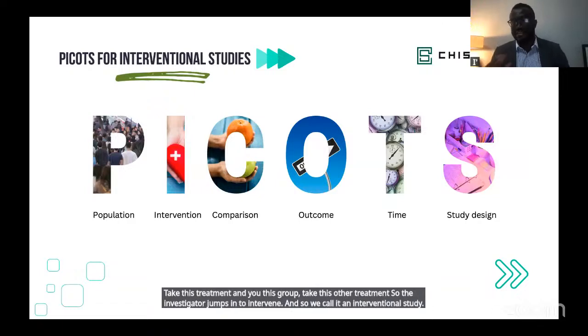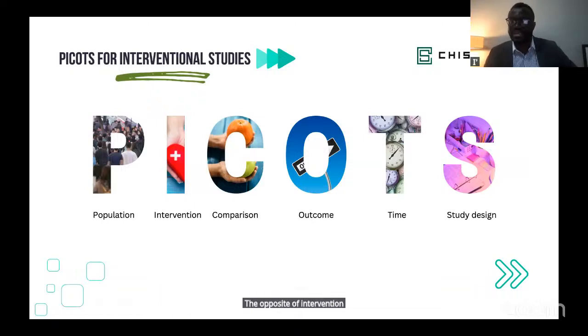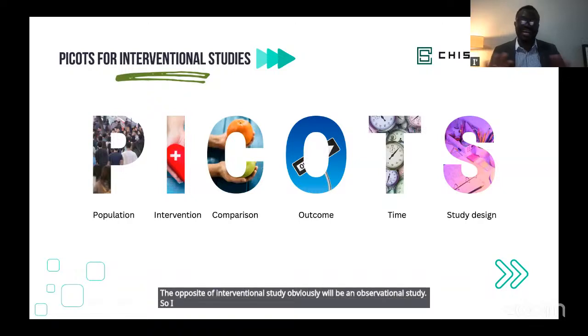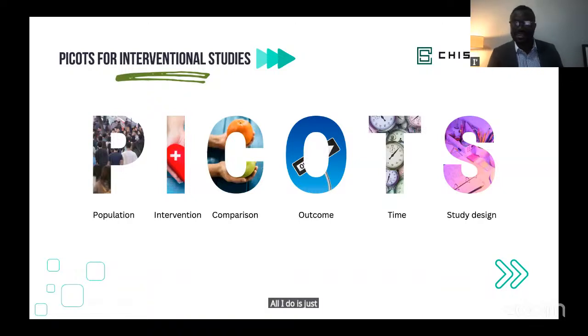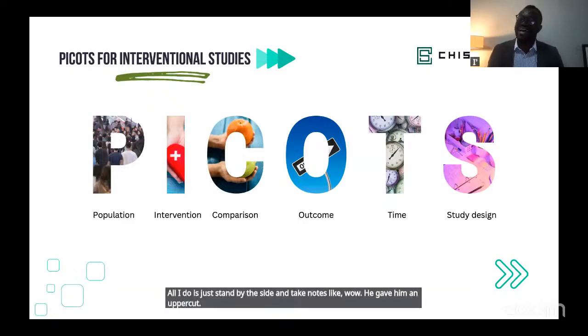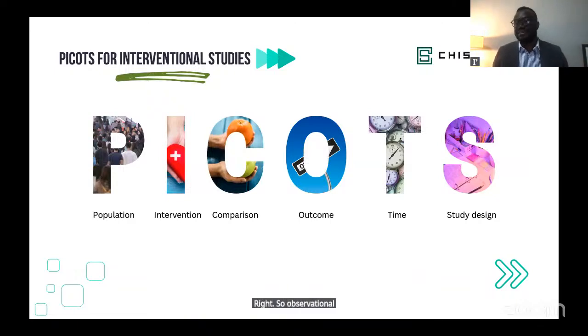The opposite of interventional study, obviously, would be an observational study. So I see two people fighting. I do not step in to intervene. All I do is just stand by the side and take notes, like, wow, he gave him an uppercut. That was interesting, right? I'm not intervening. I'm just describing what I am observing, right? So observational studies are different because the investigator is not stepping in to intervene. That is why we call it observational, because you are just observing.